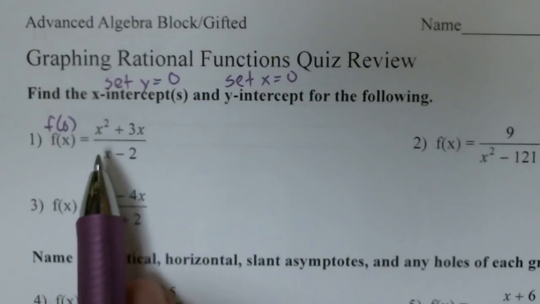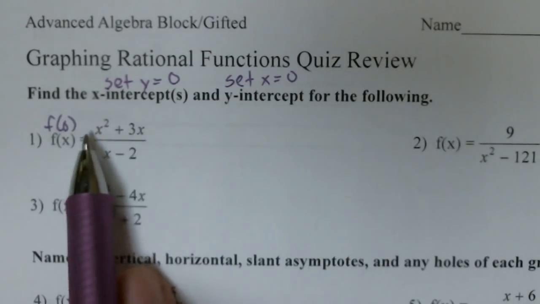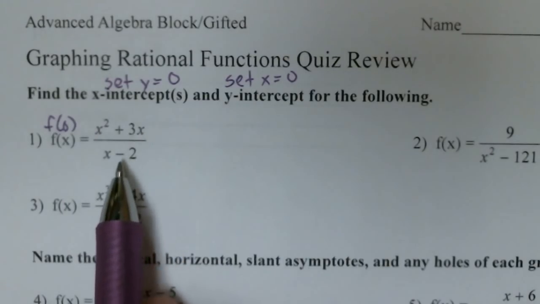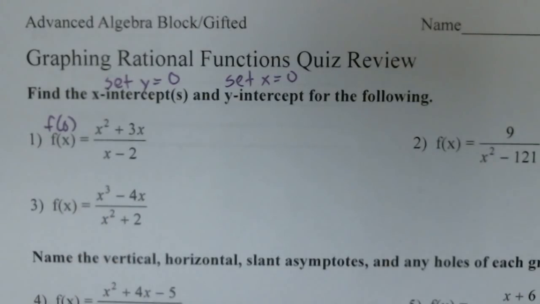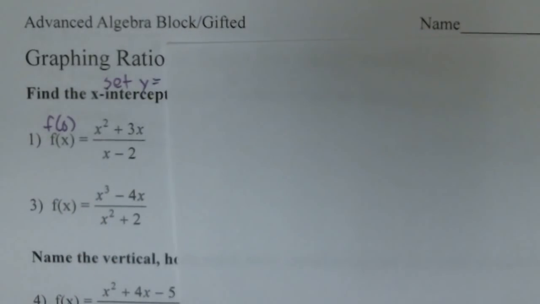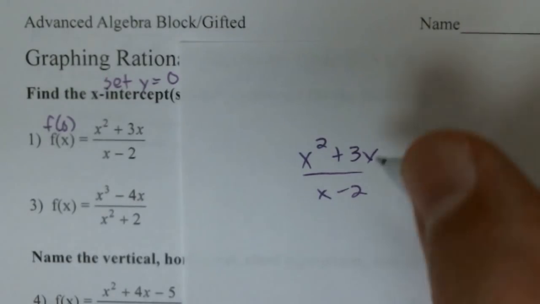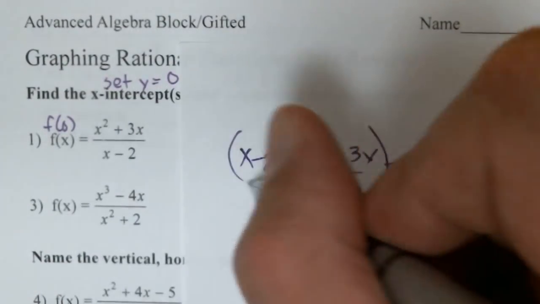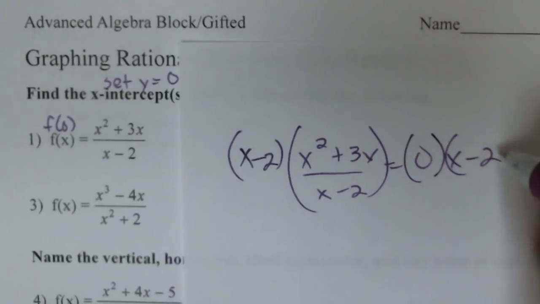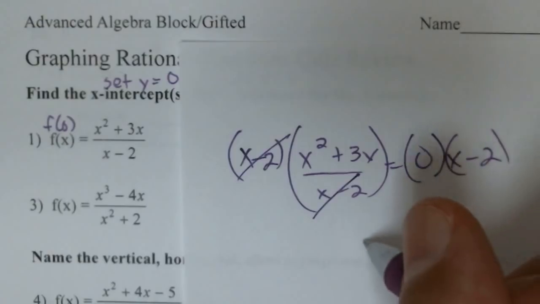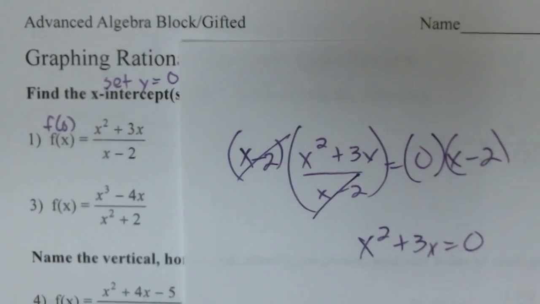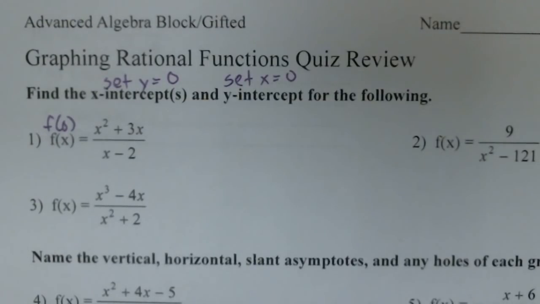And basically, like I taught you guys in class, really all you have to do is set your numerator equal to 0, because if I multiply both sides of the equation by x minus 2, I'll just do this on a separate sheet of paper real quick so you can see. x squared plus 3x over x minus 2. If I set that equal to 0, I can multiply both sides of the equation by x minus 2. And guess what happens? x minus 2 cancels, and 0 times anything is just 0. So basically, that's why we say all you really have to do is just set the numerator equal to 0. So let's go ahead and do that.